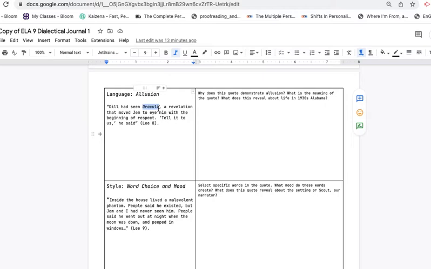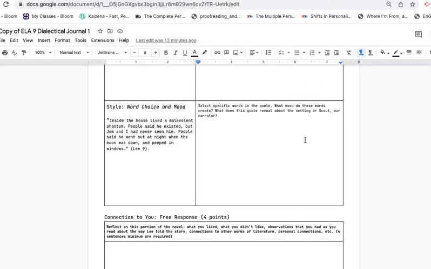Remember, we're in the Great Depression and we're in rural Alabama. Why is it so impressive that Dill has seen a really popular movie? Maybe it's saying that we don't have a lot of movies in rural Alabama at this time. Maybe people don't have a lot of extra money to go to the movies. So maybe that's why this allusion is important, and that's what it reveals about life in 1930s Alabama.